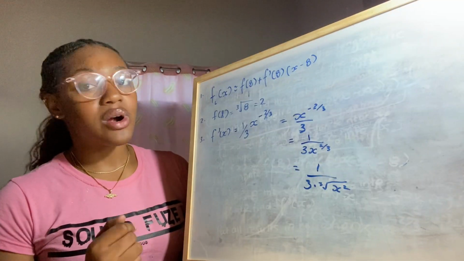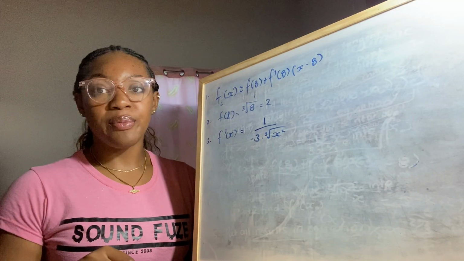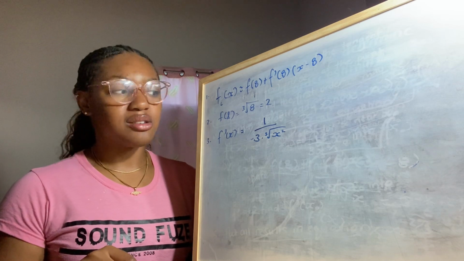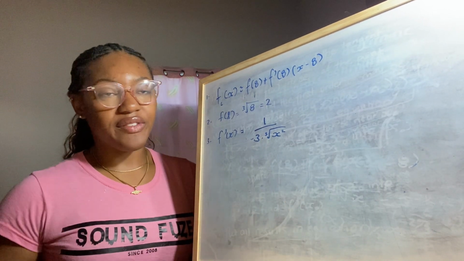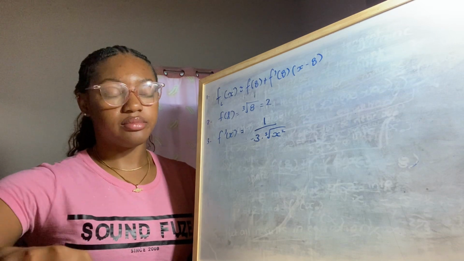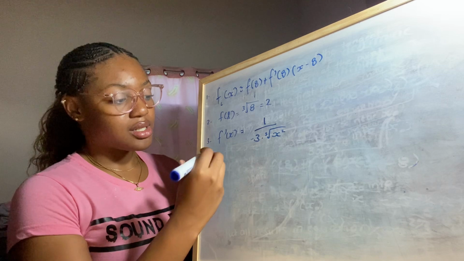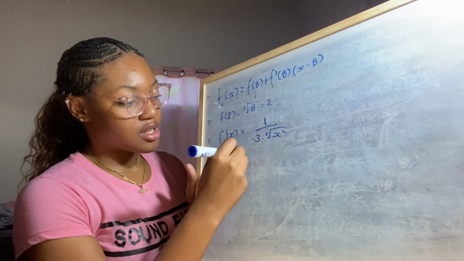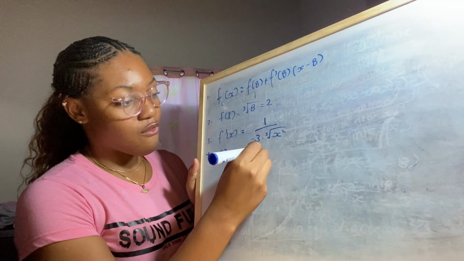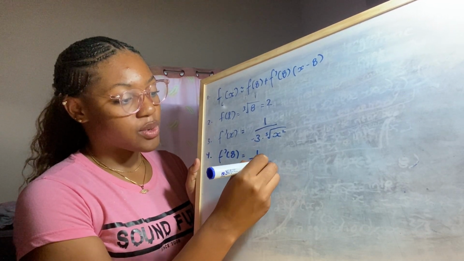And that is our first derivative of the function. So we move on to our fourth step, and that's simply to substitute x0 into what we have right here. So the value of x0 is 8. So I'm just going to substitute 8 into this. So this is step 4. I'm going to have 1/3 times the cube root of 8 squared.